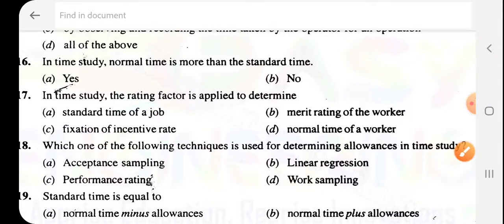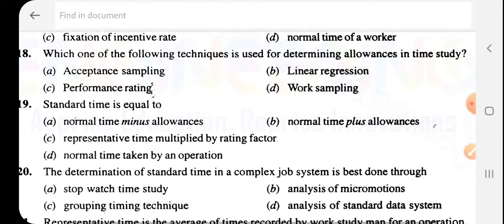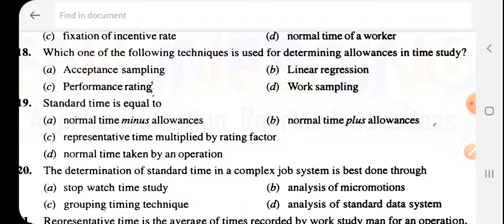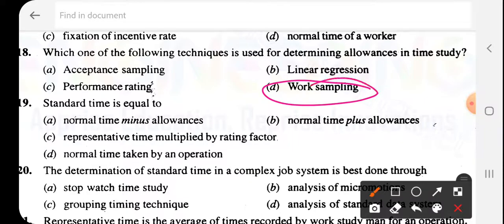Before I mark the answer, it will be like a test for you. So 18. Which of the following techniques is used for determining the allowance in time study? Work sampling. So that is for determining the allowance, that is work sampling.